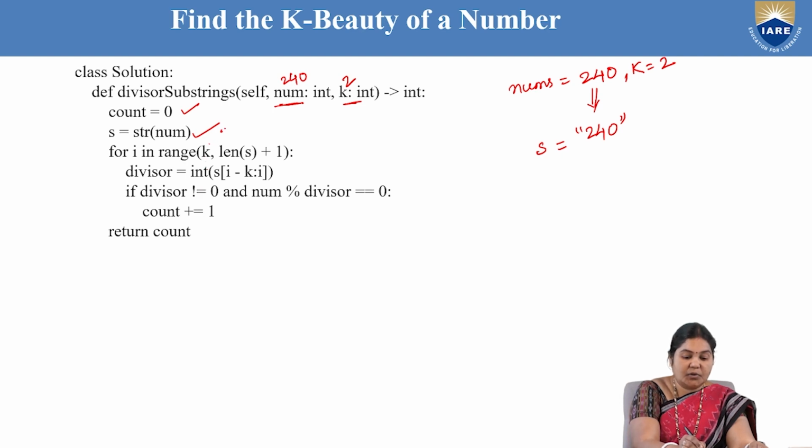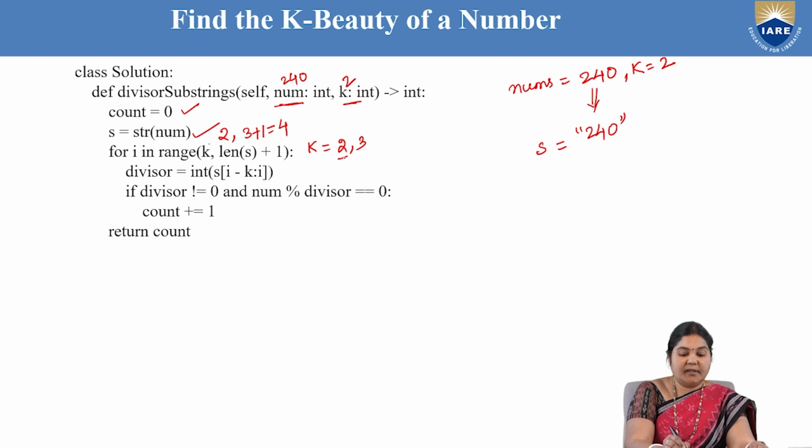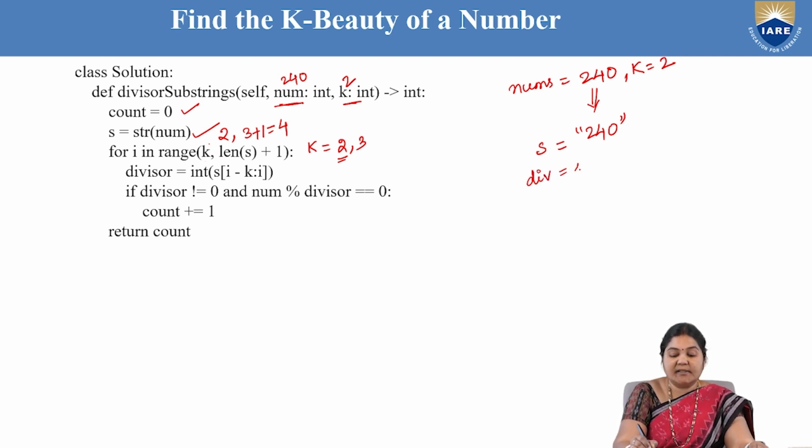k is equal to how much? 2, comma, length of this string is how much? 3 plus 1 is 4. That means i value will range over 2 and 3. So when i value becomes 4, the loop is going to stop. Now first time i value is equal to 2. So first you have to slice it to find a substring. We will find out the divisor. This divisor we will convert into integer.